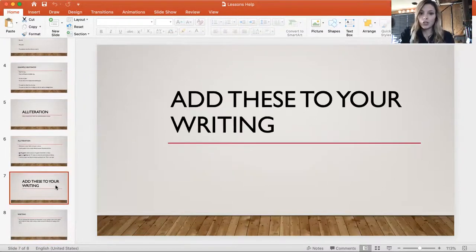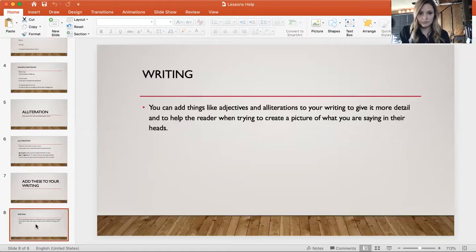So you can add these words to your writing. I want you now in our future writing to focus on thinking about adding more descriptive words or adding details that help paint a better picture for your reader about what is going on in the story that you're writing. Like I said, it adds more detail and it gives a better picture of what you're saying.